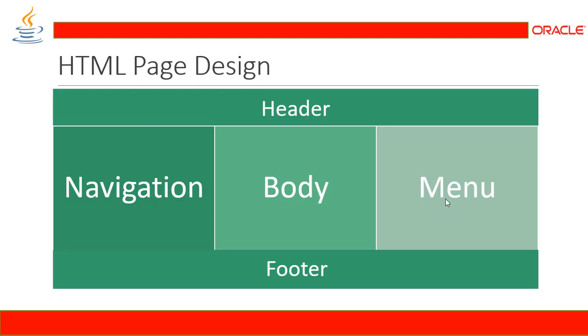When it comes to designing a notice board, you can have a header or a footer, a navigation, a body and a menu. So this is a typical form of design. You can design it many ways. These days you have more interactive and fancy looking designs, comfortable for the user interface. So this is just a basic to understand how we can make an HTML page.